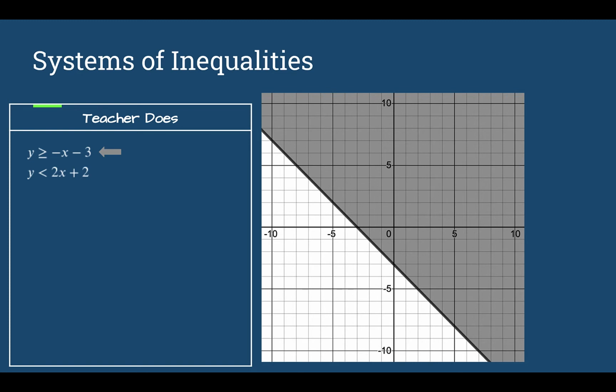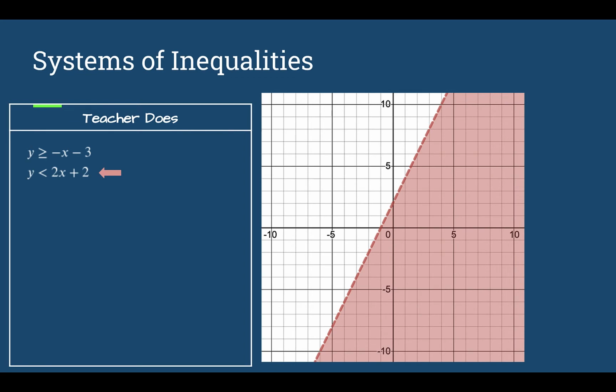Remember from the previous lessons that graphing with two variables, we draw the line and decide if it's going to be a solid line or a dashed line based on the symbol, and then we shade above or below based on what y is. So here y is greater, it's shaded above, and it's greater than or equal to, so it's a solid line. The key part to notice here is that it is shaded above.